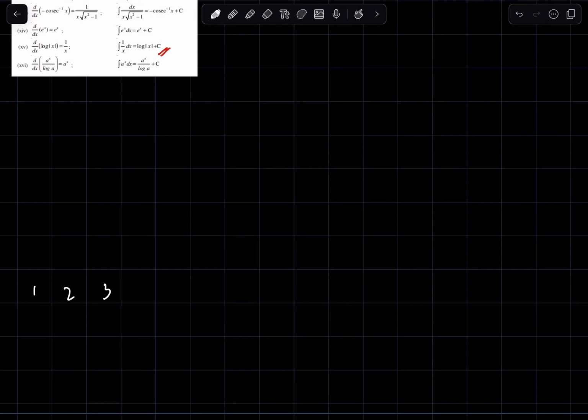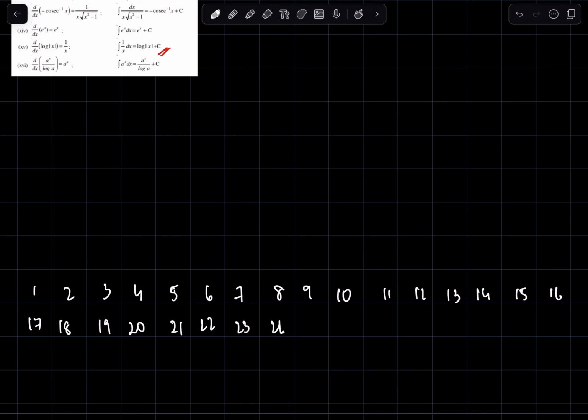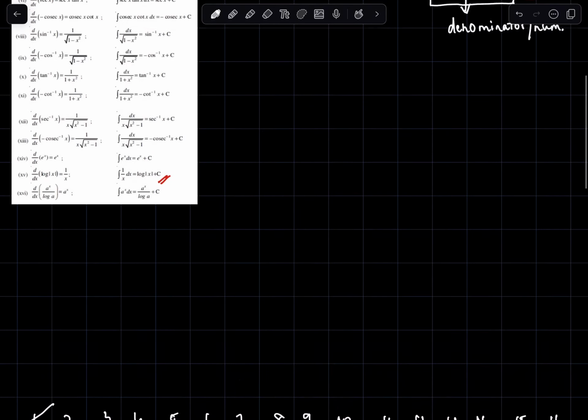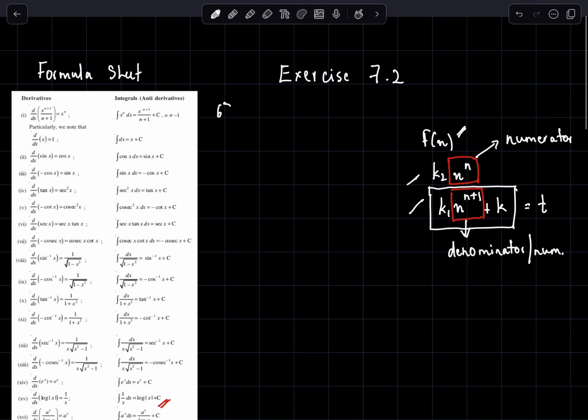1, 2, 3, 4, 5, 6, 7, 8, ... 32, 33, 34, 35, and 36. So I am done with question number 1. Now I'm doing question number 6. Interesting. Okay. So let's do question number 6.